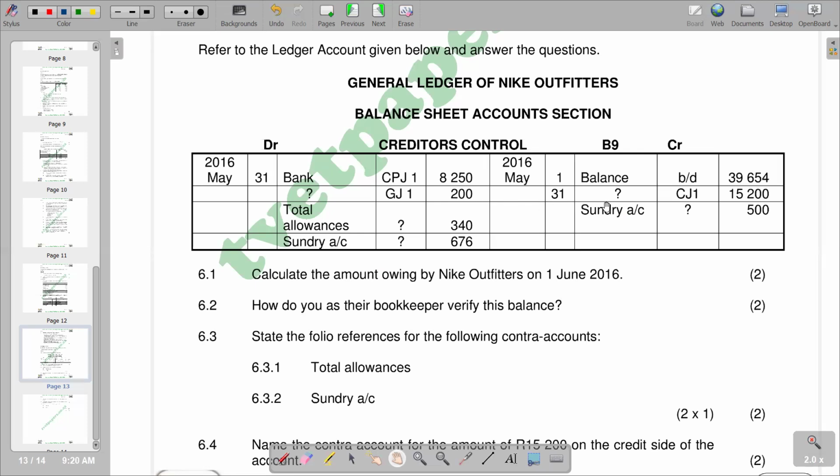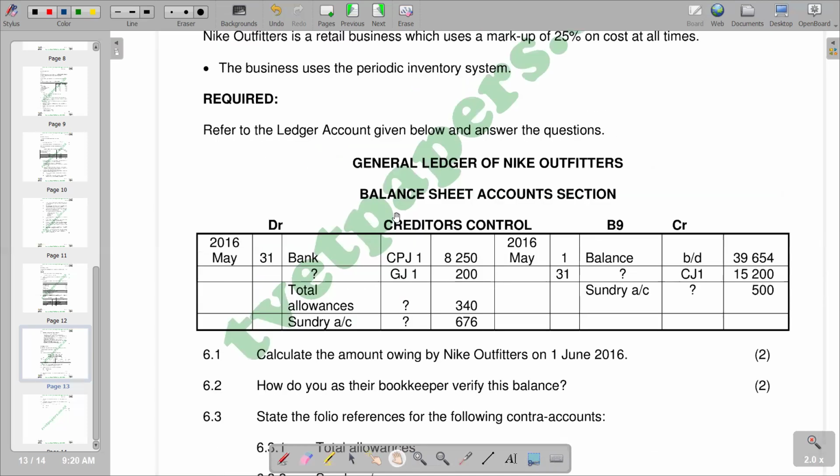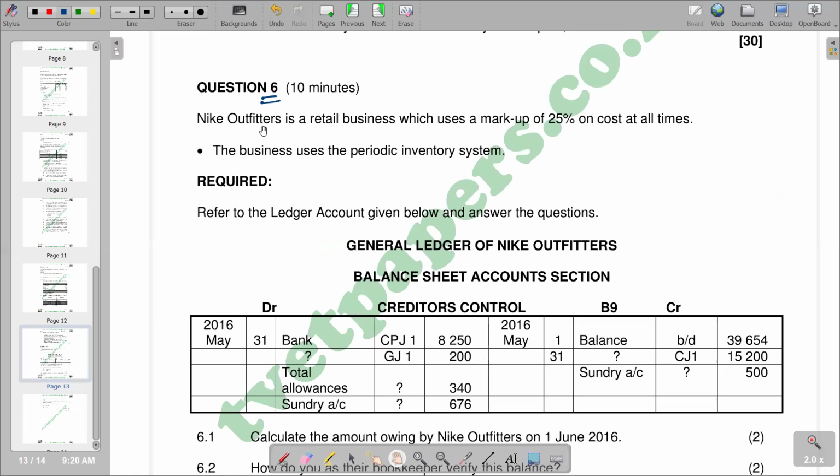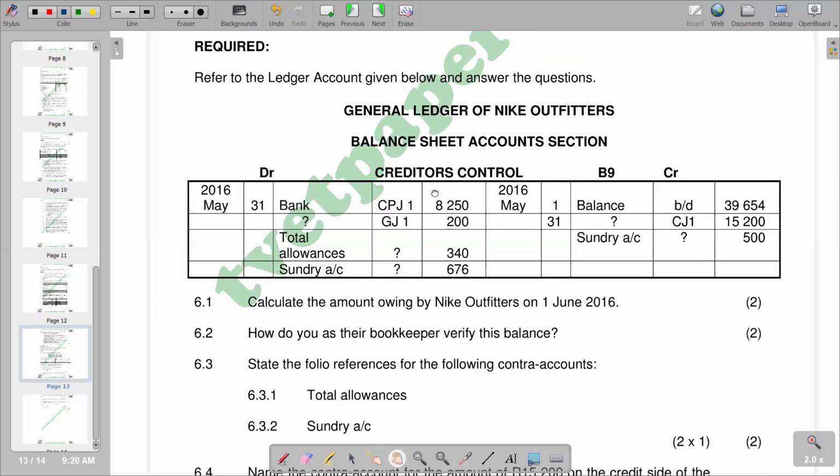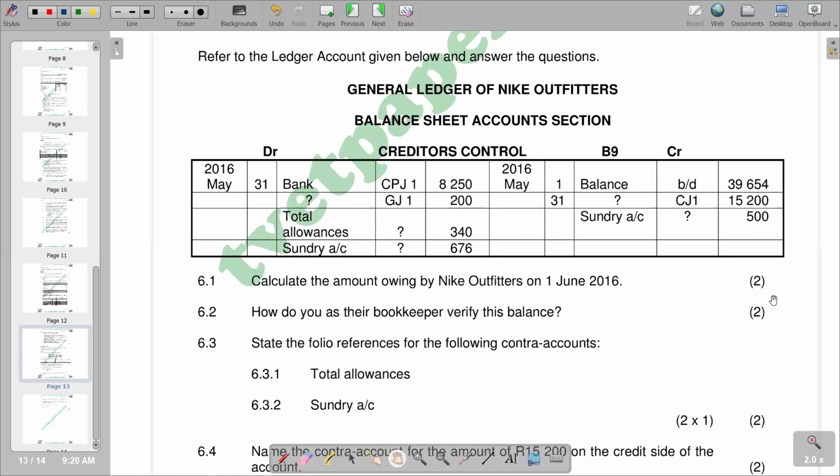We need to know the total of the debit and the total of the credit side. The question is saying calculate the amount owing by Nick Outfitters on 1 June 2016. As we are seeing, this is the creditors control, so Nick Outfitters is the owner of the business. We are going to have a balance BD on the credit side to indicate that Nick Outfitters is owing.